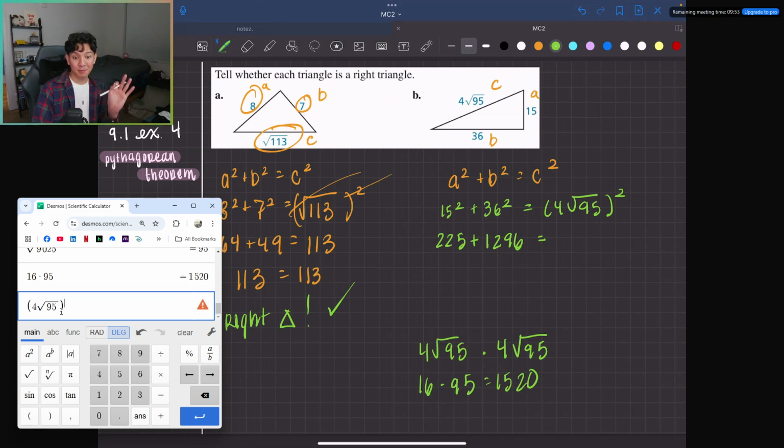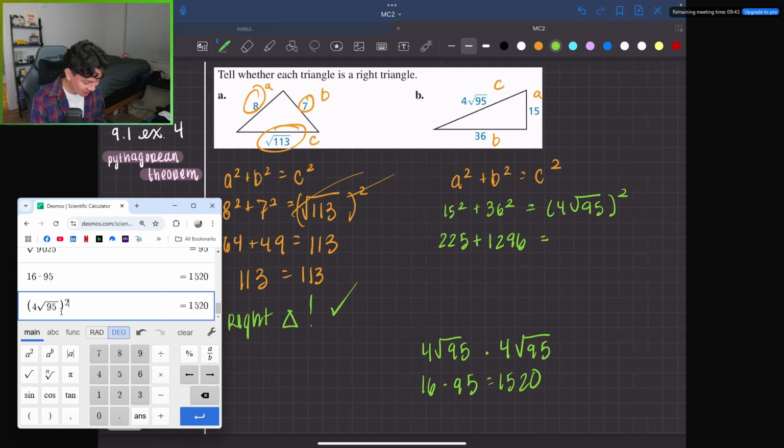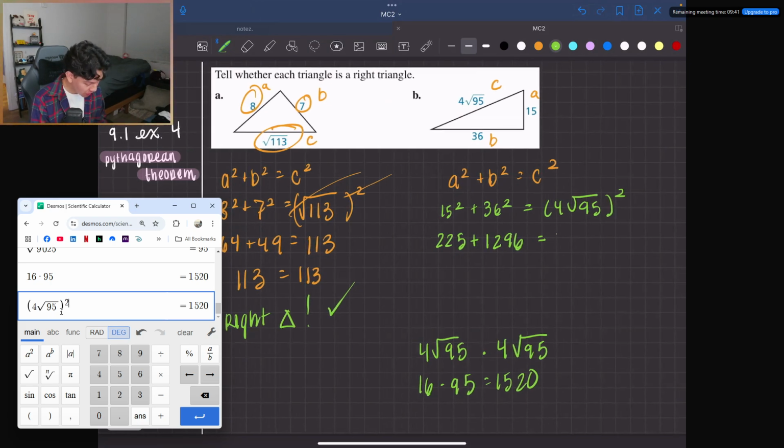Squared, I bet you it's going to be 1,520. Boom, 1,520. Okay, cool. So 225 plus 1,296 is going to equal 1,520. All right, let's see if this is true then. And if it is true, then we have a right triangle.